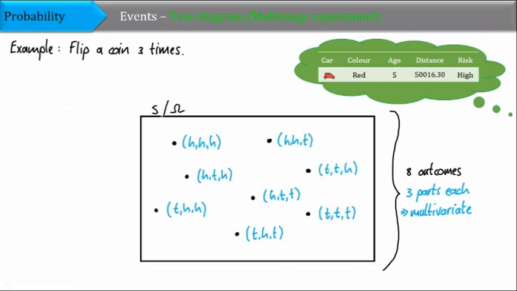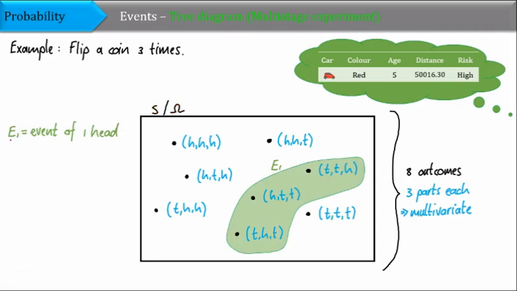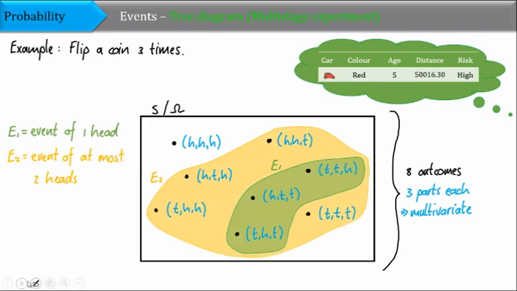Now, if we take those outcomes, we can write it in the form of a Venn diagram. So we'll have it denoted by a capital S or a capital omega. And now we can start defining events. So let's say that I'm interested in the event E1, and I'm defining it to be the event of getting one head. Then I'll identify all the outcomes that contain one head only, and I'll group them together, and that will be my E1.